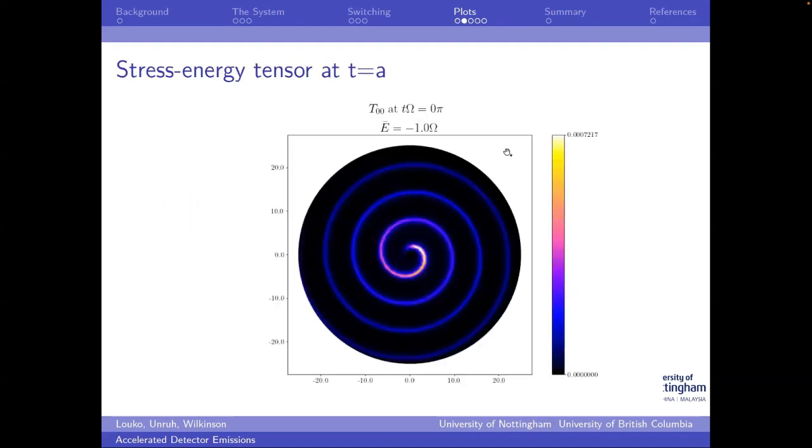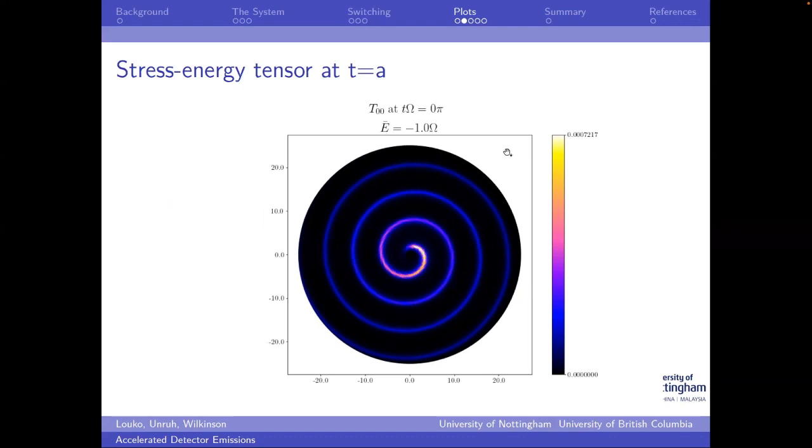What we get is these spirals, which is good, it's what we expect. The detector has been for an infinite amount of time going in a circle in the middle, and it's been emitting this long spiral, and then this plot is taken at the very instant that the interaction has been switched off.